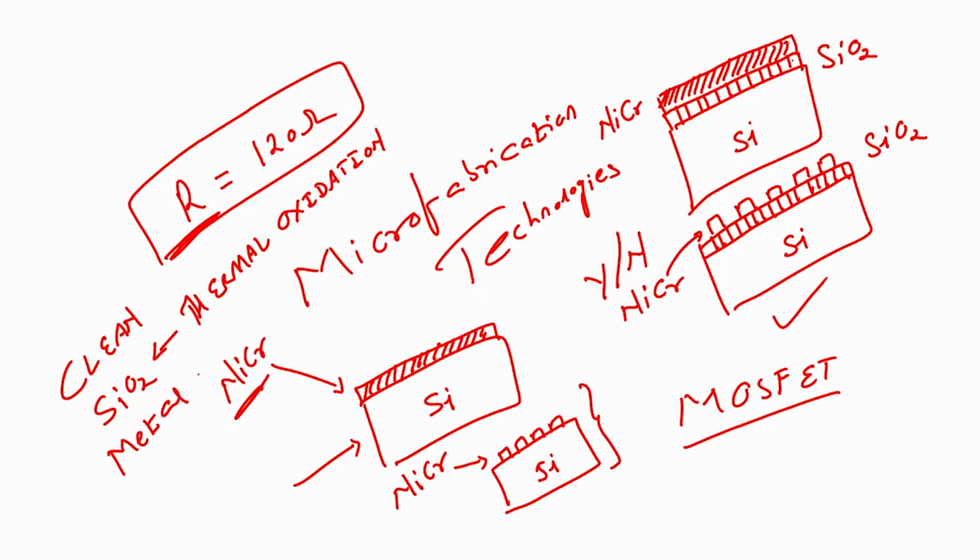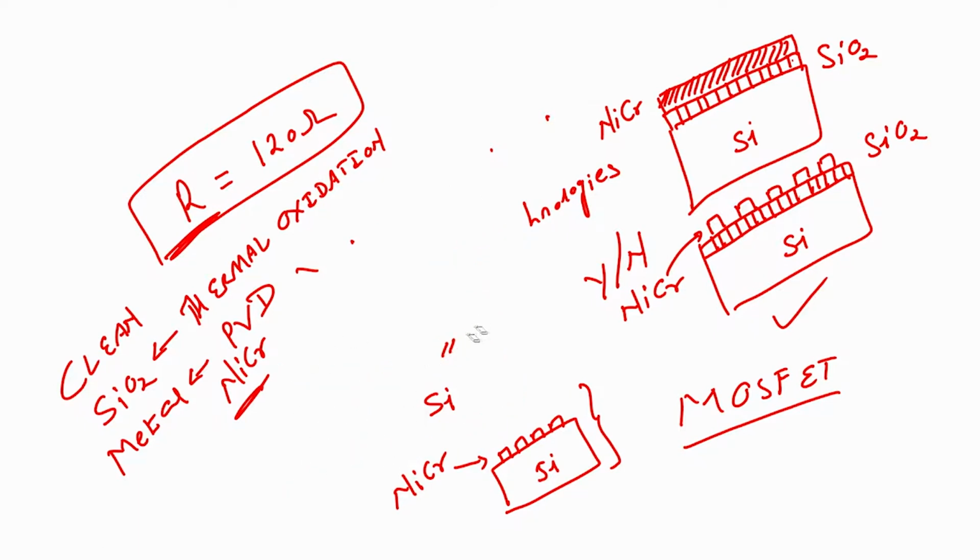Okay. So, you have to clean the wafer, you have to grow silicon dioxide using thermal oxidation. The next step is what? You have to deposit a metal. So, deposition of a metal will require you to understand physical vapor deposition techniques.